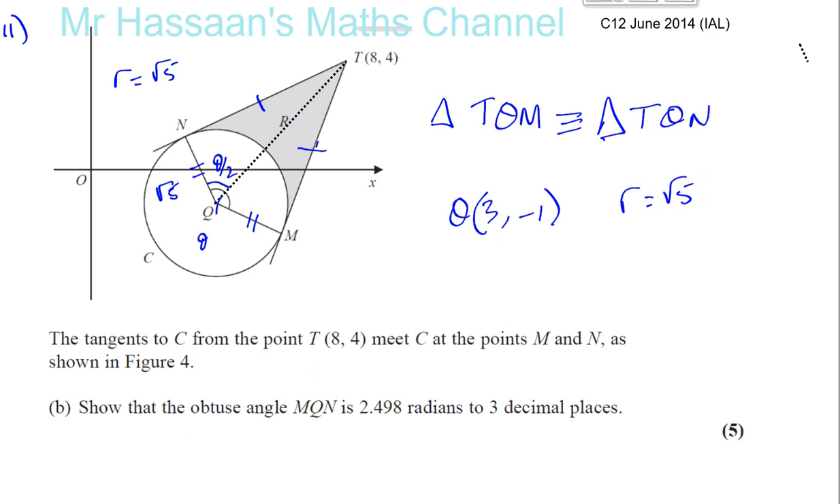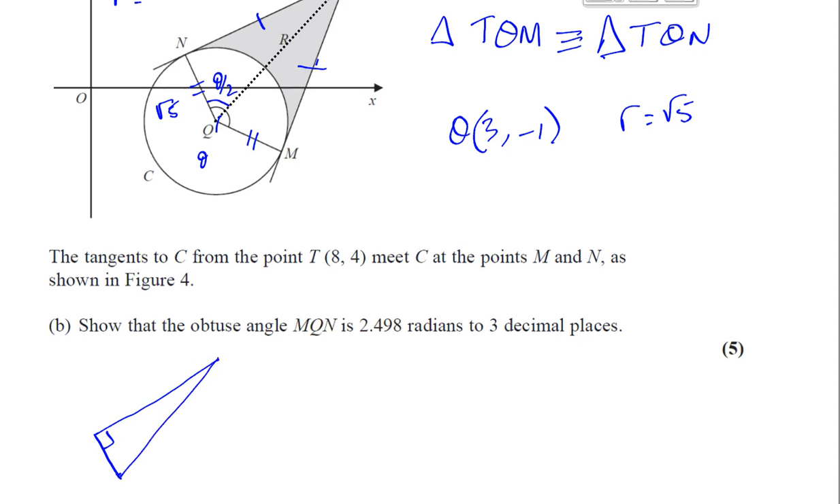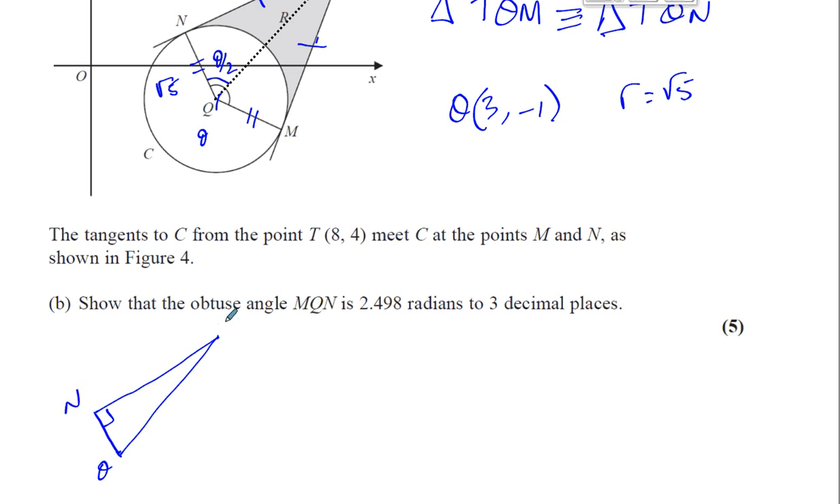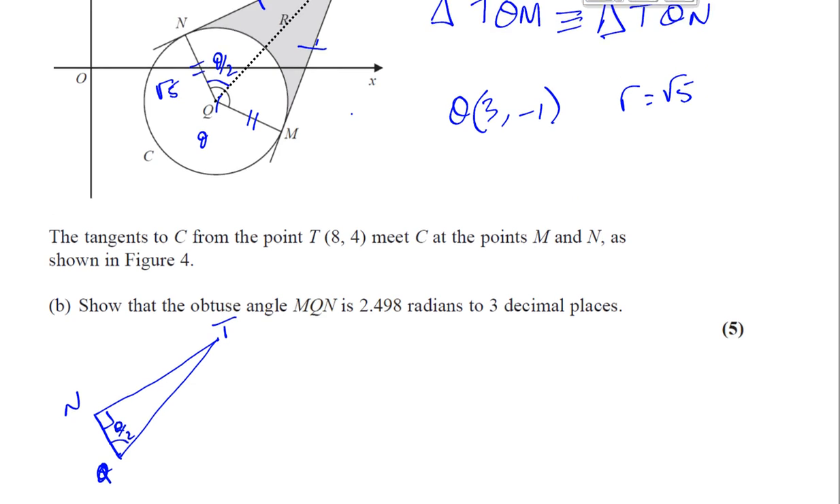Now, basically what I have is a triangle that looks something like this. Just freehand. So 90 degrees there. This is your Q, this is your N, and this is your T, and this is your theta over 2, the angle I'm trying to find. So now we have this triangle, QTN. We have to find this angle and double it to find the angle MQN, which they asked us to find.